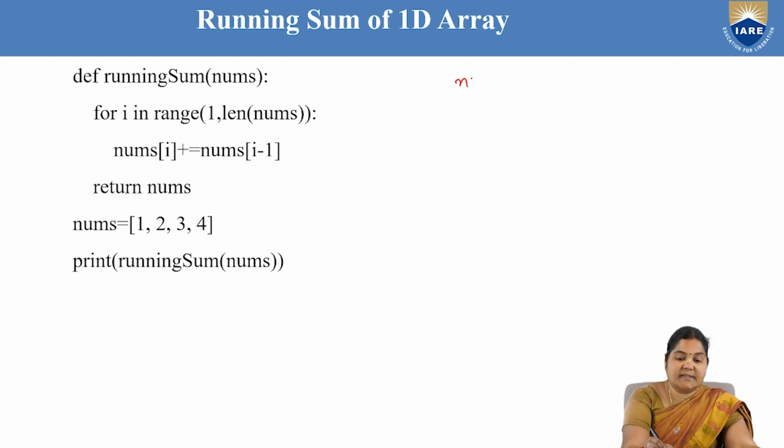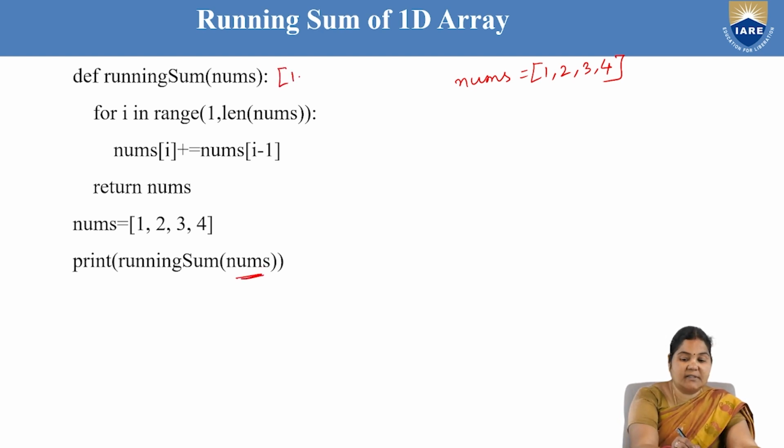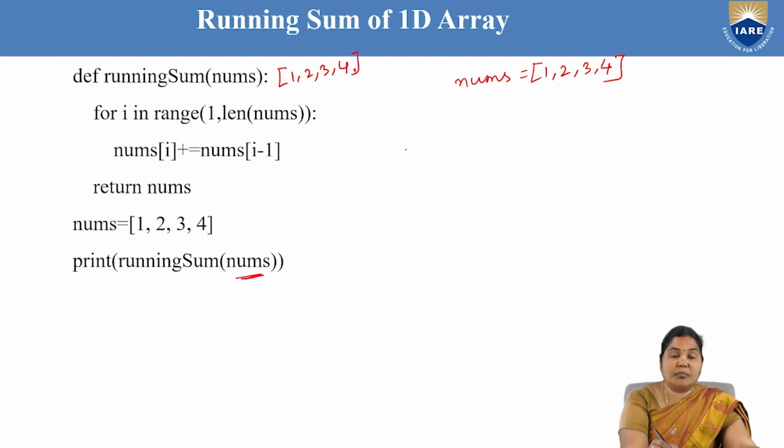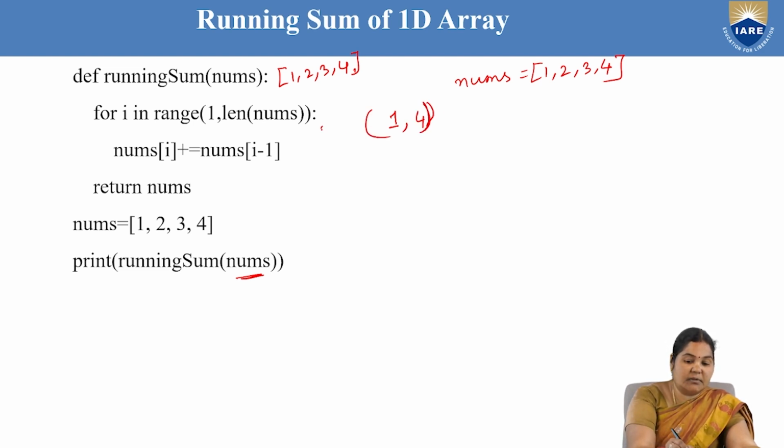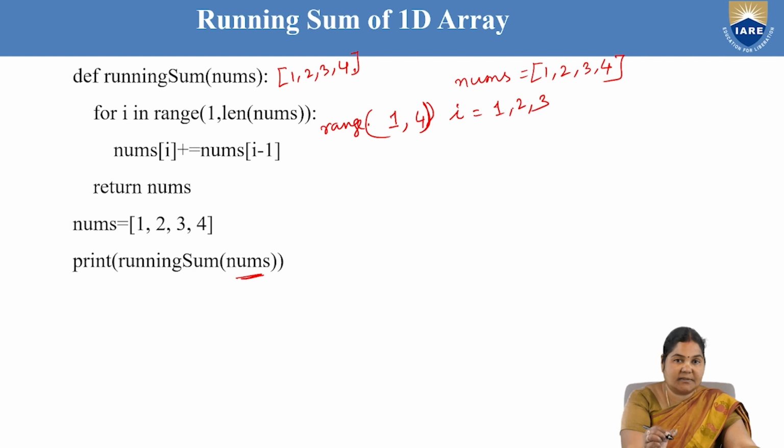Now, we have taken one example. Nums array is containing 1, 2, 3, 4. We are calling a function running sum and we are passing nums. Okay, so my nums array is 1, 2, 3, 4. For i in the range of 1 to length of nums. What is length of nums? It is 4. Okay, range of 1 to 4, so i will take the values 1, 2 and 3. Stop minus 1. So it is 1, 2, 3.